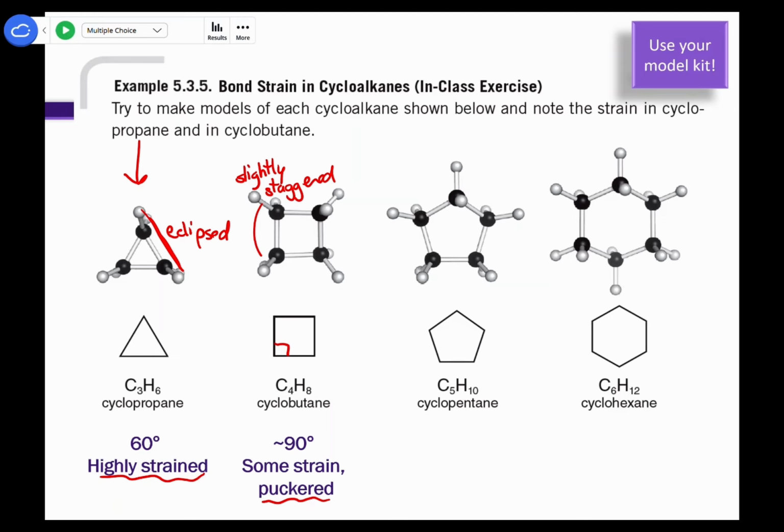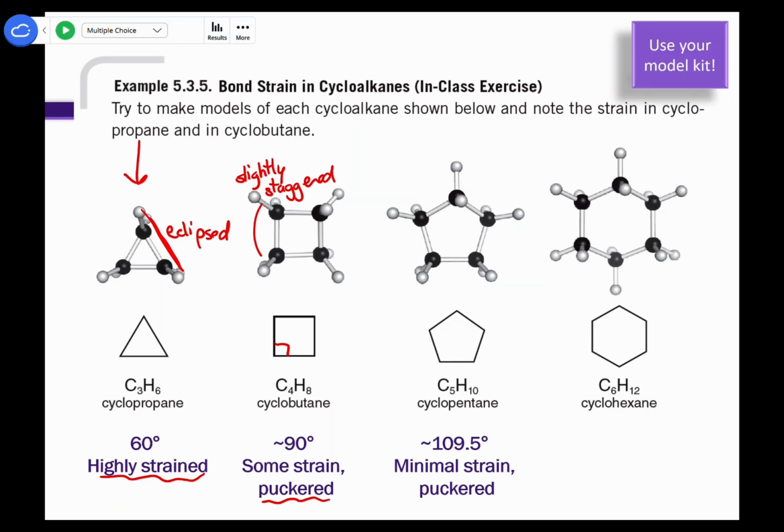Now this one also turns into a butterfly. It's not perfectly flat. If it was, all of those carbon-hydrogen bonds would be eclipsed. So it actually turns into a butterfly as well. When we do that butterfly motion, or puckered, as it's officially called, we can look down these carbon-carbon bonds and see that these are quite nicely staggered now.